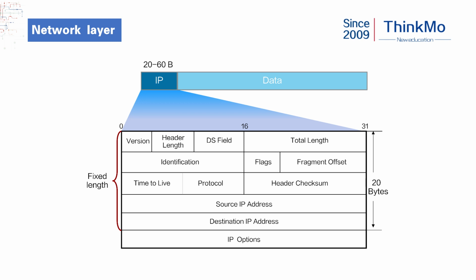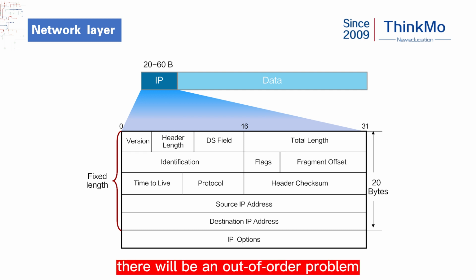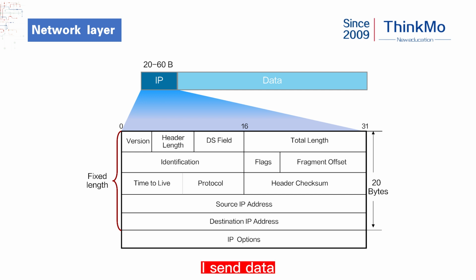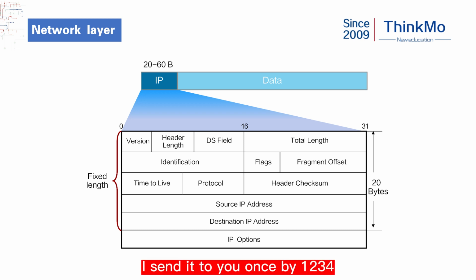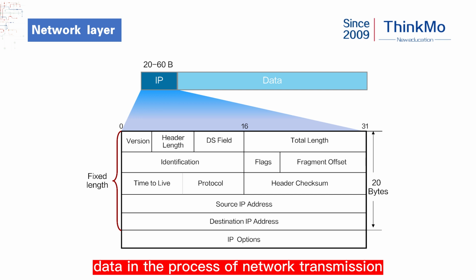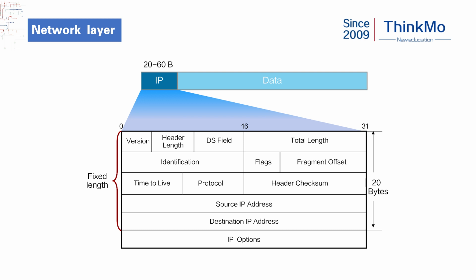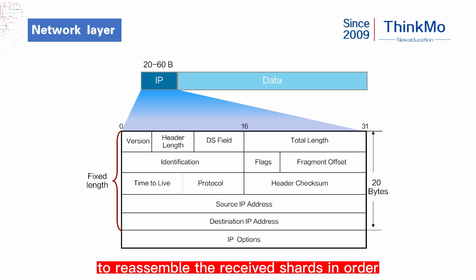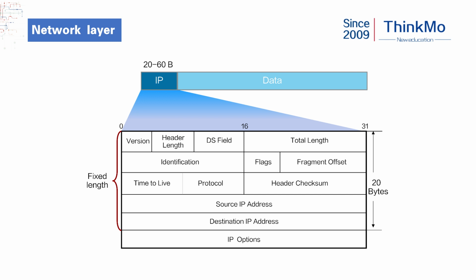What does this mean? In the future when we send data, everybody needs to know there will be an out-of-order problem. I send data to you once as 1234, but what you receive is not necessarily 1234. Data in the process of network transmission may have some out-of-order issues and some delay. So what you finally receive may not be in the order of 1234. So now there's a feature to reassemble the received fragments in order. Then there will be a number. What do you mean?